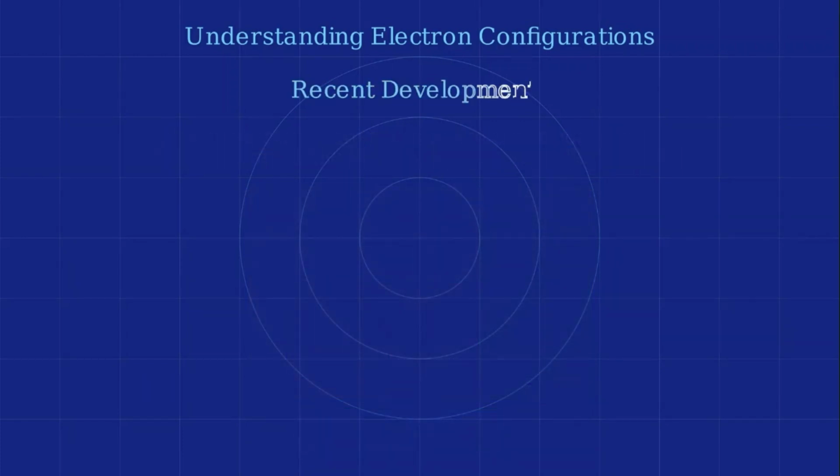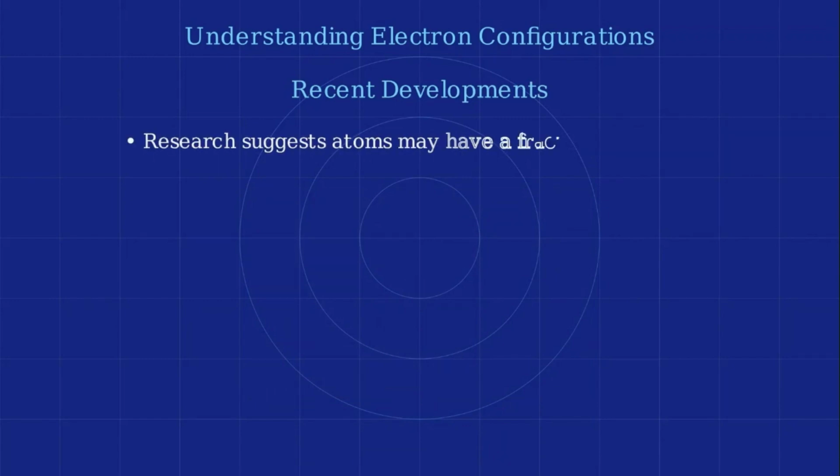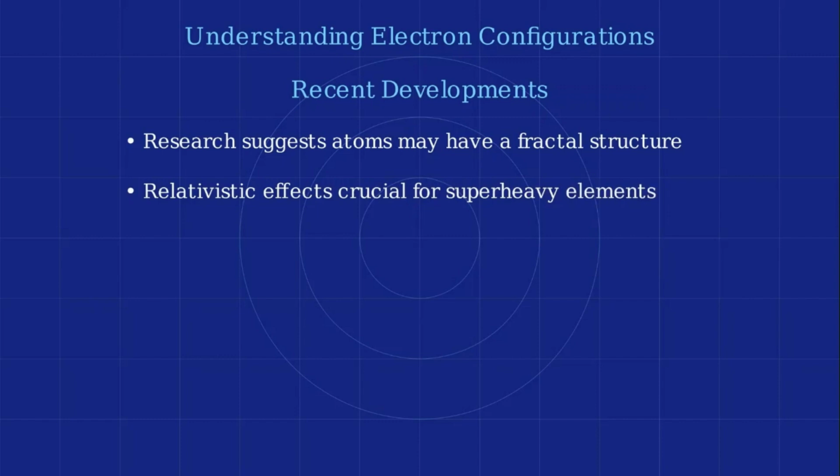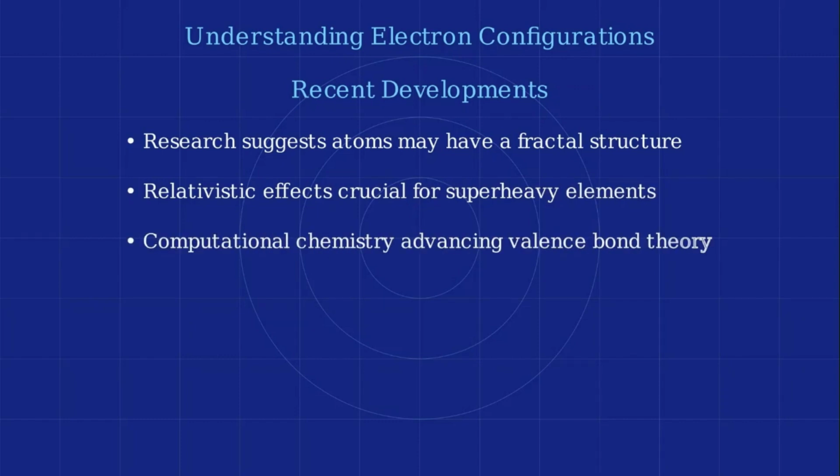Recent research suggests atoms may have a fractal structure, challenging traditional electron configuration models. For superheavy elements, relativistic effects significantly influence their electron behavior. Meanwhile, advances in computational chemistry are making valence bond theory more viable as an alternative approach.